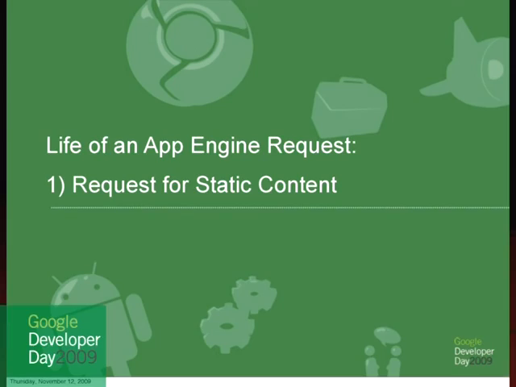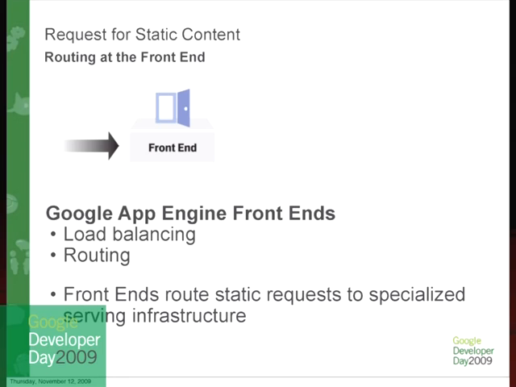So first I'm going to do the simple thing. Let's look at what happens for static content. Maybe I have a CSS file or index.html, which is static. The request comes in to the front ends, and they take care of load balancing and routing. And they route the request to the static content servers. So the AppEngine servers aren't even used. These are separate servers altogether.